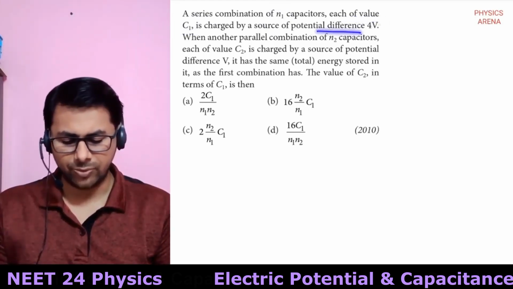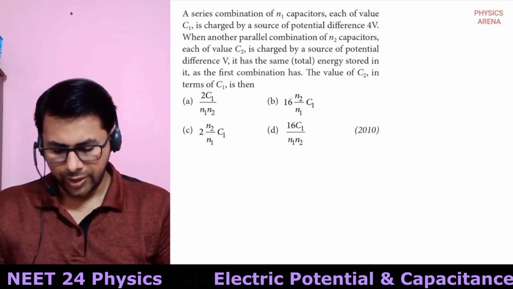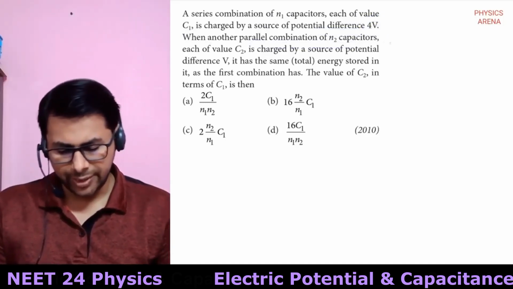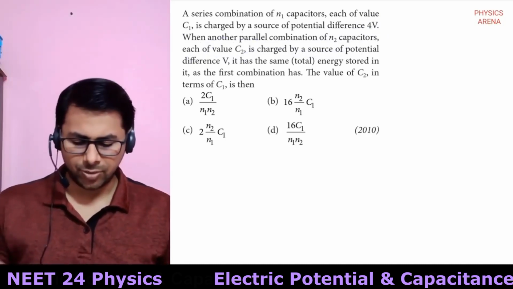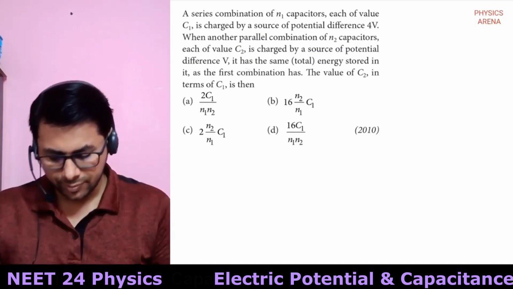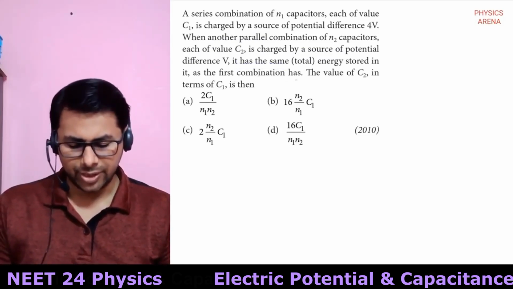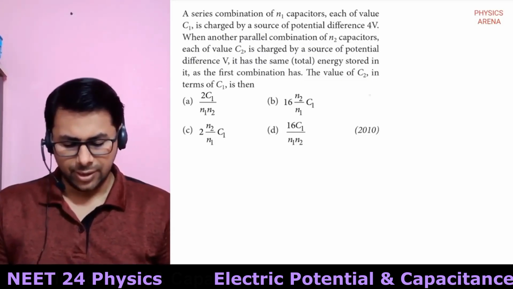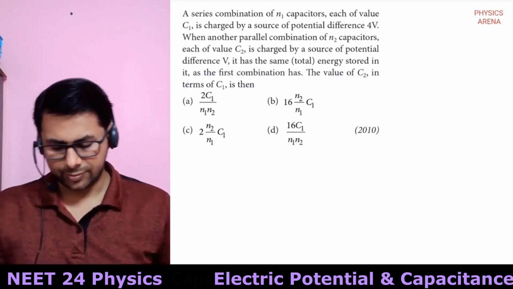Next one, a series combination of N1 capacitors, each of value C1 is charged by a source of potential difference 4V. In another parallel combination of N2 capacitors, each of value C2 is charged by a source of potential difference V. It has same total energy stored in it the first combination has. The value of C2 in terms of C1 is then.